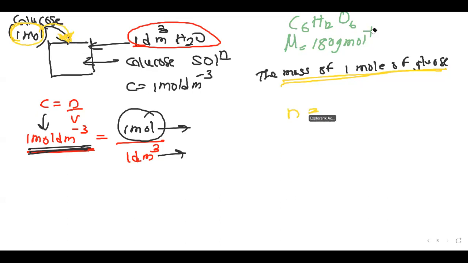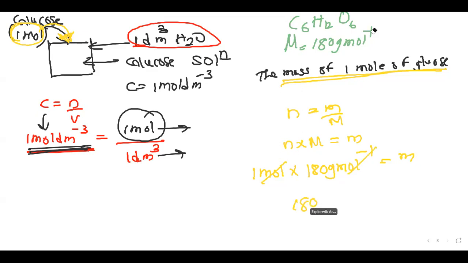n equals m over M, right? Number of moles times molar mass equals given mass. Here the number of moles is 1 mole of glucose, and the molar mass of glucose is 180 g mol^-1. So the mass is 180 into 1, which is 180 grams.